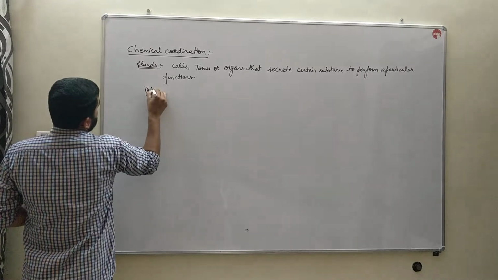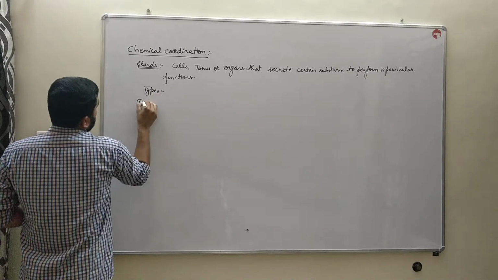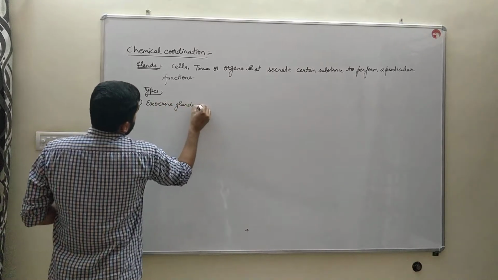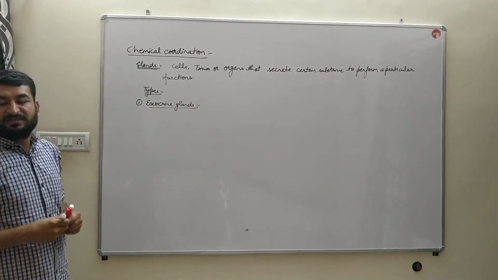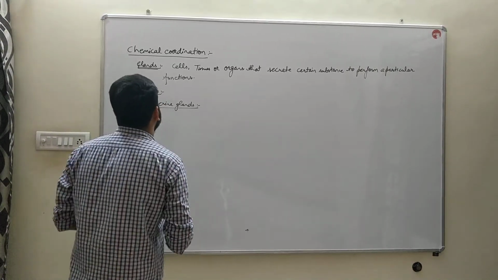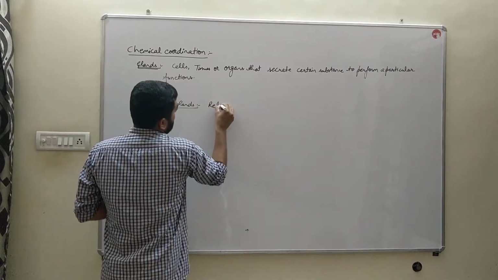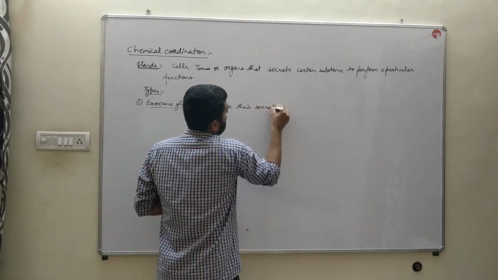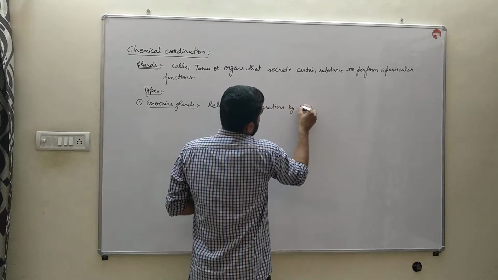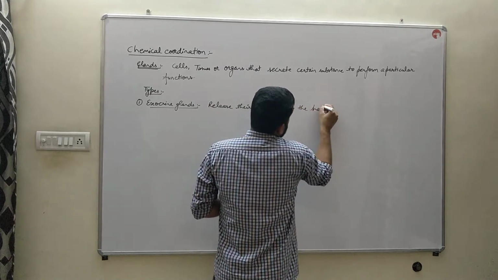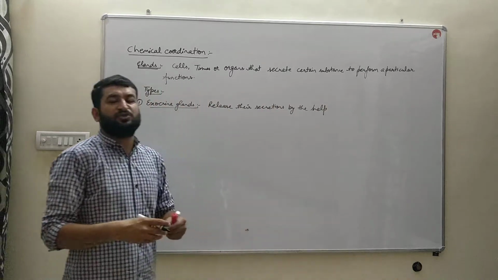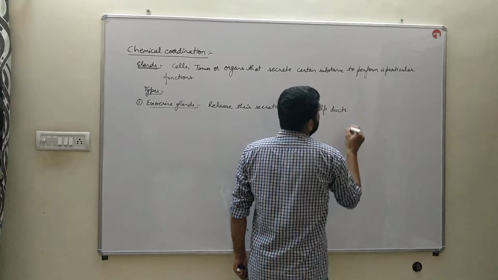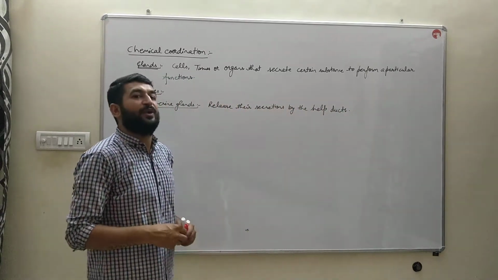Now we discuss types of glands. The first type is exocrine glands. Exocrine means the glands which release their secretion with the help of ducts. So they secrete their hormones, their enzymes, or whatever their secretions are, with the help of ducts, certain pipes, directly onto the target site on their own.